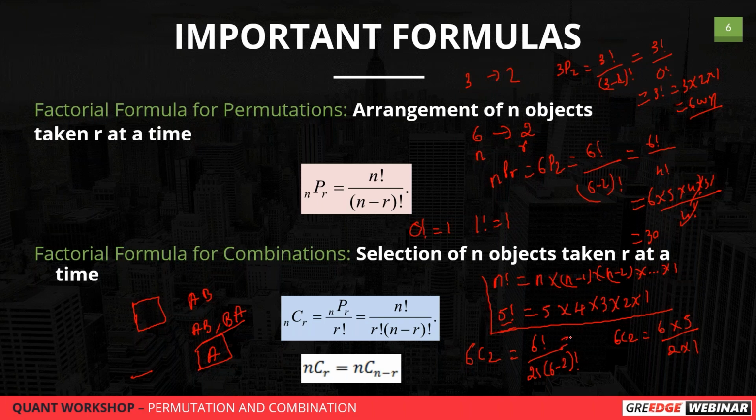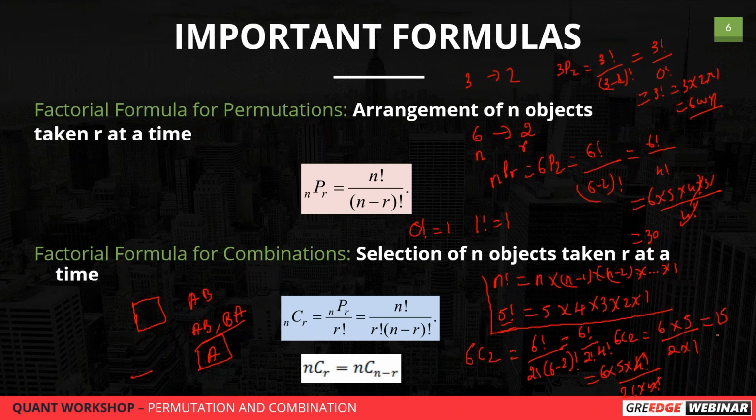Look at this. This is 6 factorial, right? In the denominator, we will get 2 factorial, and the remaining will be 4 factorial. So from the n factorial, I can directly eliminate the remaining 4 factorial. That is nothing but 6 into 5 into 4 factorial divided by 2 factorial into 4 factorial. This will always get cancelled. So 6C2 is the same as 6 into 5 divided by 2 into 1. This will give you 15.